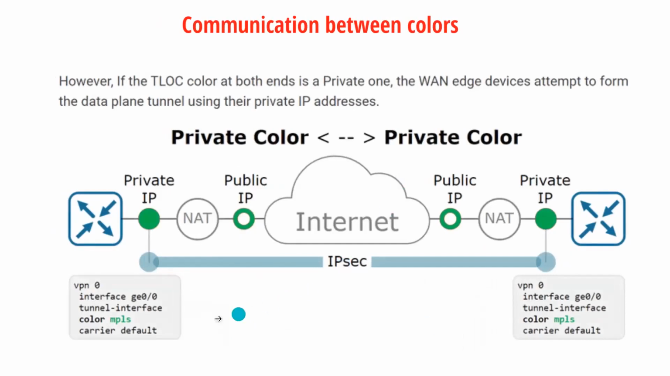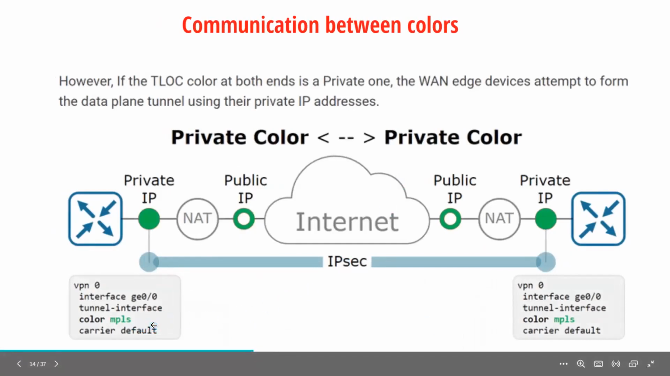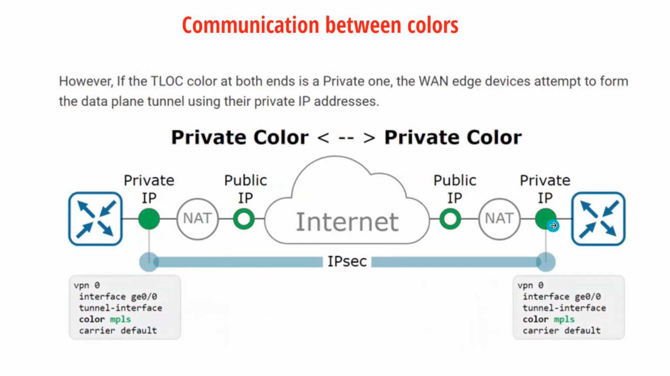What if both sides are private colors? In that case, it is going to use private IP to private IP. However, if the TLOC color at both ends is a private one, the WAN edge device attempts to form a data tunnel using private IP addresses. So the tunnel is formed using private IP addresses.